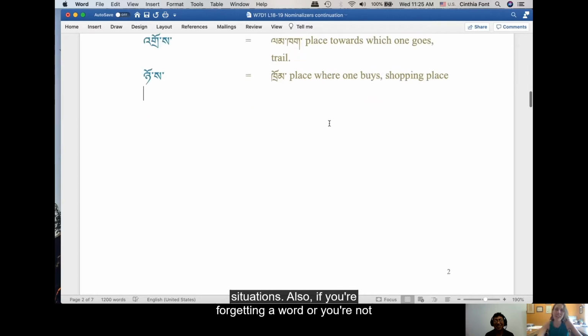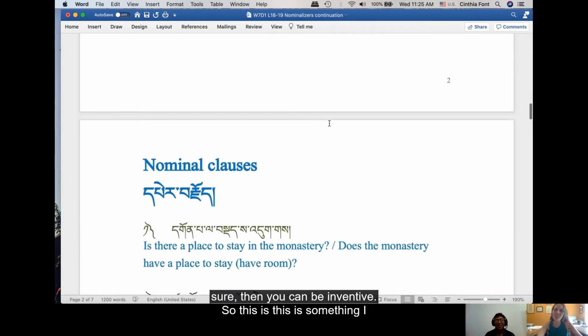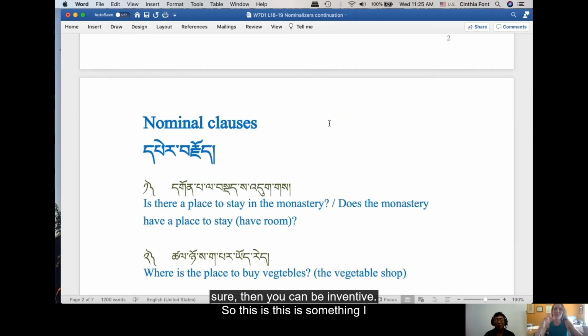Also, if you're forgetting a word or you're not sure, then you can be inventive. So this is something I wanted to say to students. You can be a little bit creative with the language. Once you know your vocabulary and your verbs well, then you can be a little bit creative. So that's very, very useful.